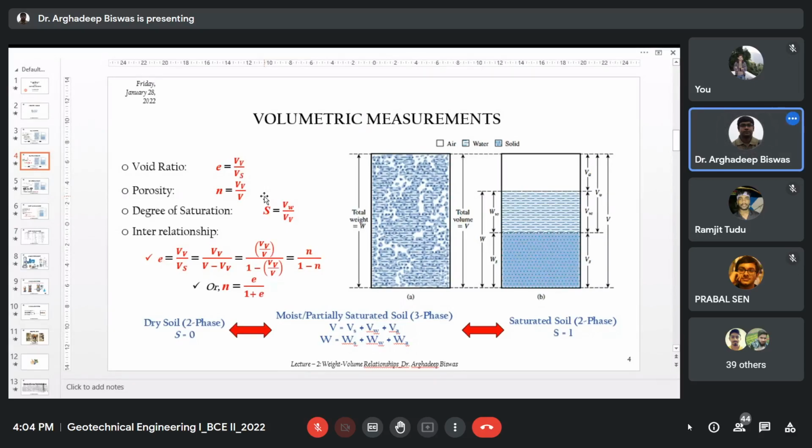Okay, please stop. See, Vs, someone has answered like Vs equal to 0. Vs cannot be equal to 0. Because if Vs becomes 0, then it won't be a soil anymore. It will be either water or air. So without solid particle, it do not have any implication like soil mechanics. Soil, it is not a soil one.